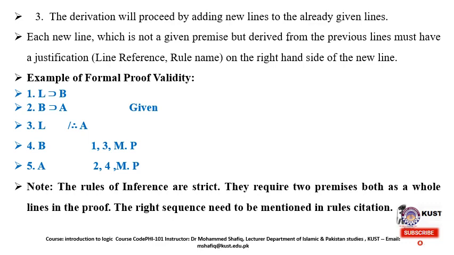The rules of inference are very strict, it has to be noted, and they require two premises, both as a whole line in the proof. The right sequence needs to be mentioned in the rules citation. So you have to keep this in mind that the right sequence needs to be mentioned in the rules citation.